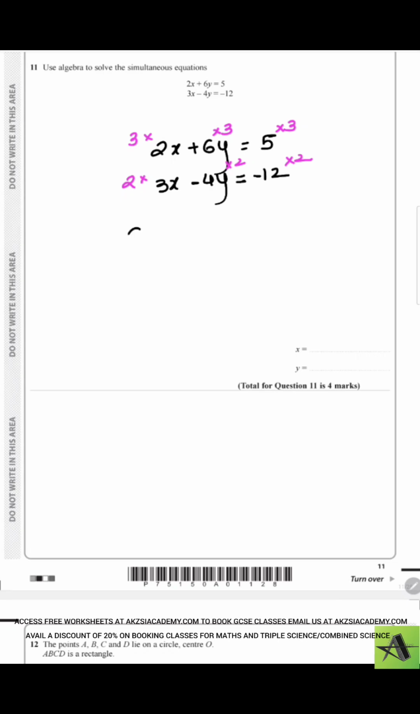This will give you 6x plus 18y equals 15. And the bottom one will become 6x minus 8y equals minus 24. Now there are a lot of students who get confused about when to add and when to subtract. The method itself says elimination method.